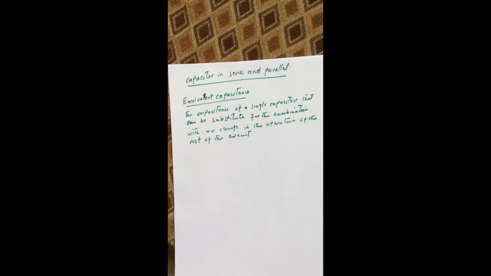Like if we have two or three capacitors in a circuit, such that if we replace all those two or three capacitors by a single capacitor such that the operation of the circuit does not change, then the capacitance of that single capacitor is called equivalent capacitance.